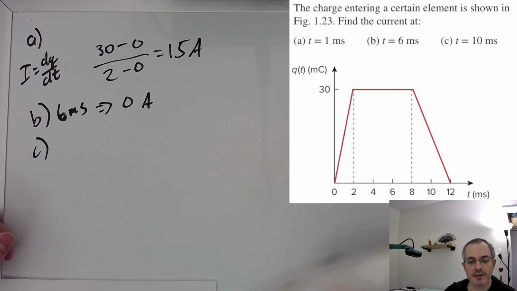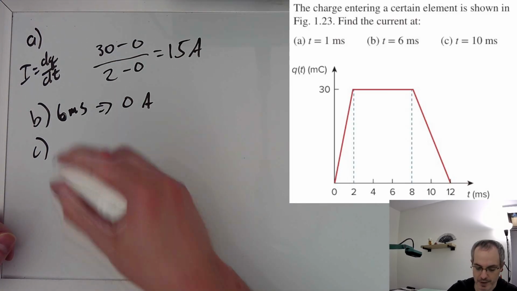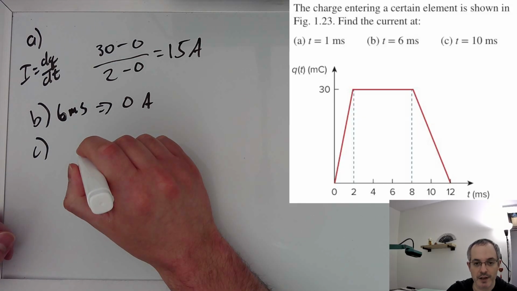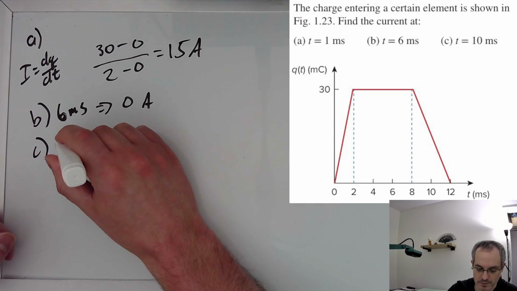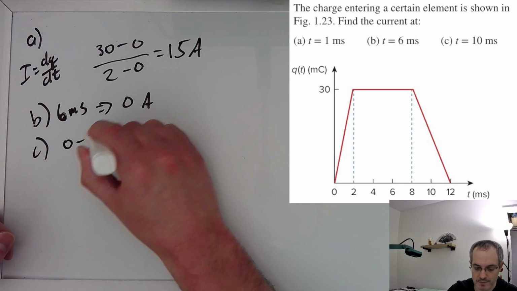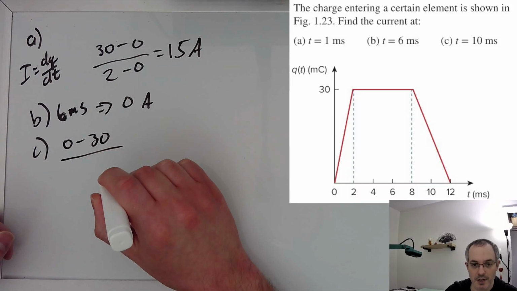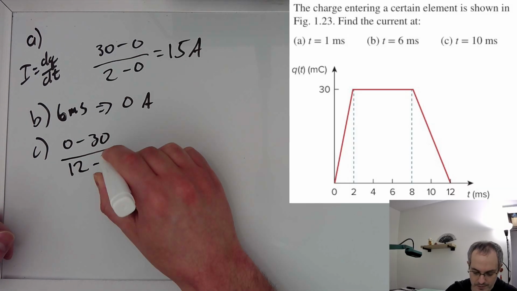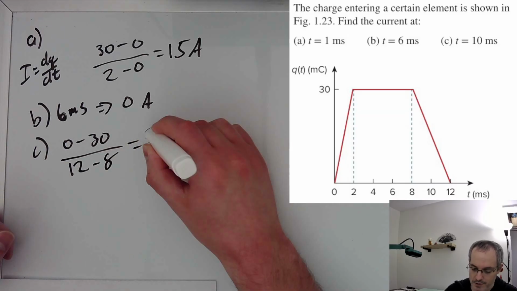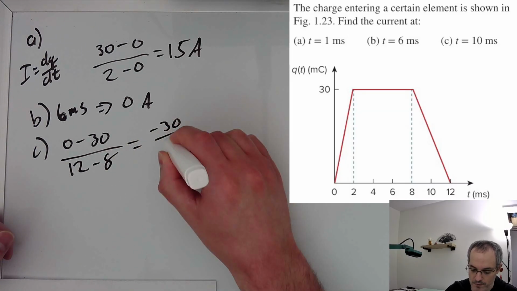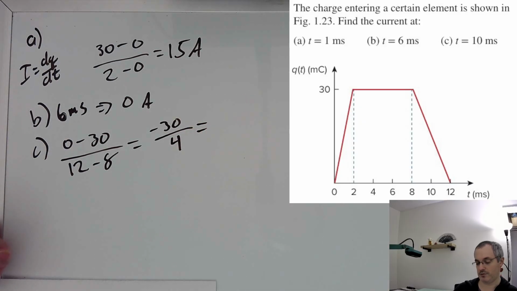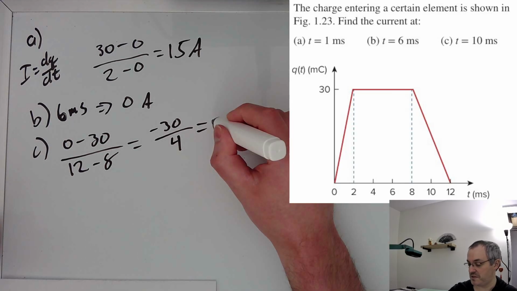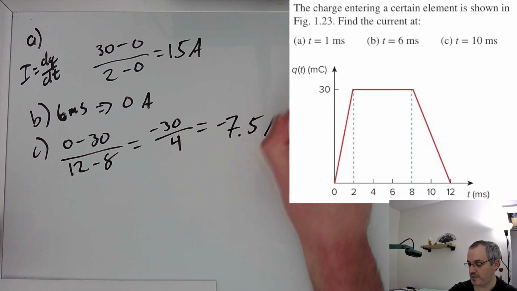Same thing. We're over here, and we're going to have the slope of the down spot. So we have 0 minus 30 divided by 12 minus 8. Yeah, 8. That's minus 30 over 4. 7 would be 28, and then you have 2 left over. So minus 7.5 amps.